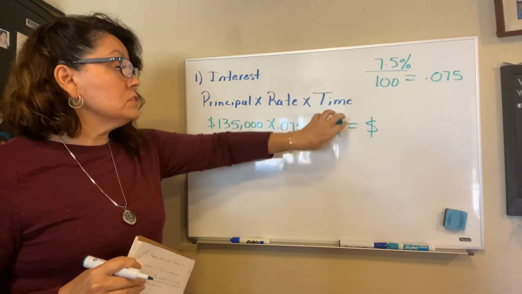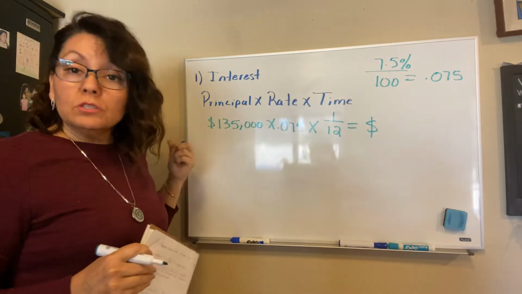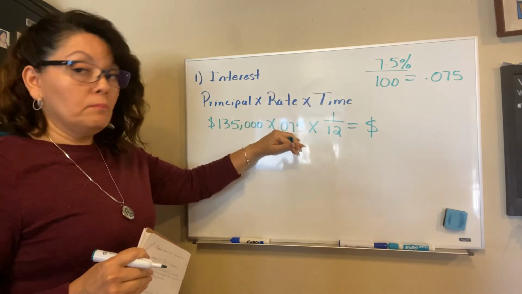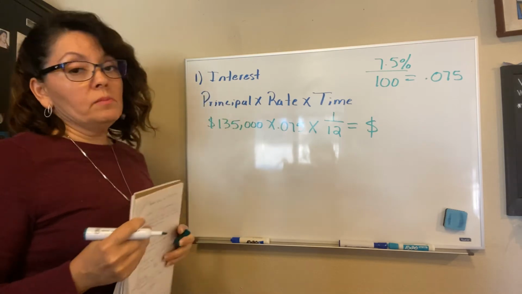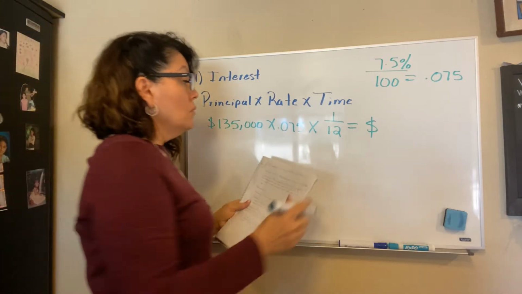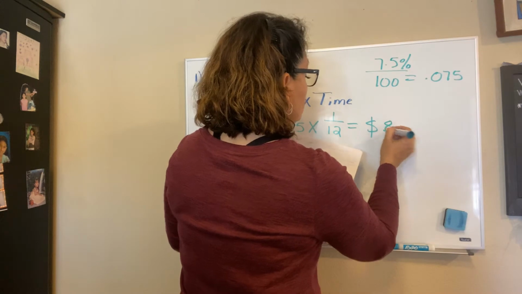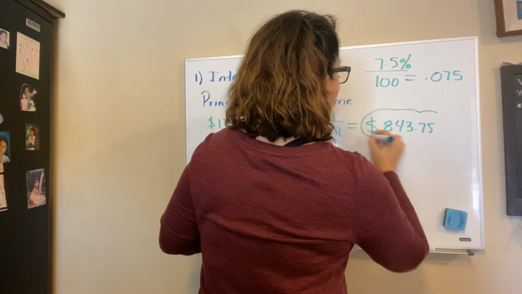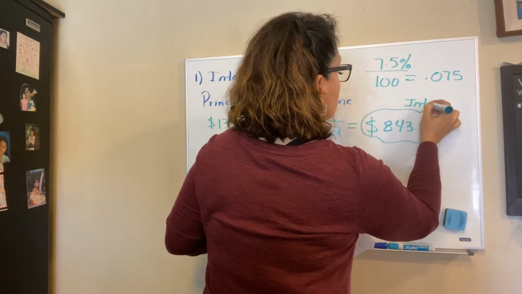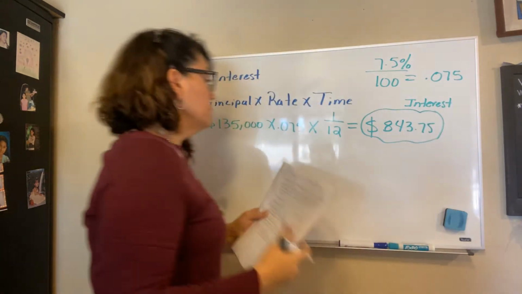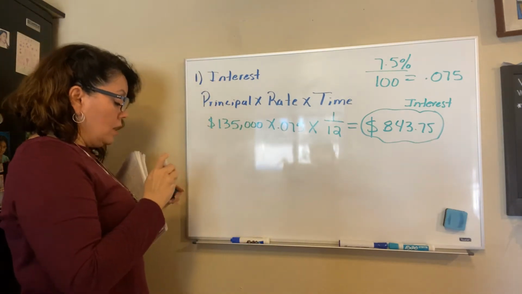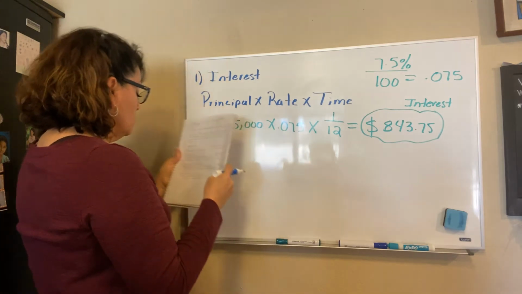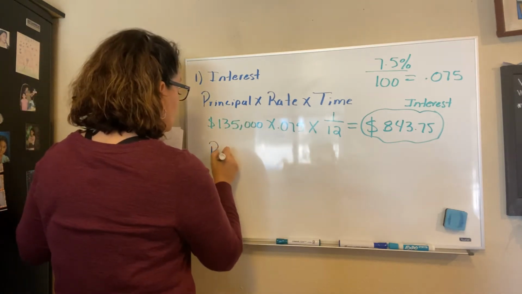What am I going to do first? I'm going to start from left to right. I'm going to do 1 divided by 12, then multiply by 0.075, then multiply by 135,000, which is 843.75. That one, guys, is my interest. Okay, so step number 2. What am I going to do? I'm going to find the payment to principal.